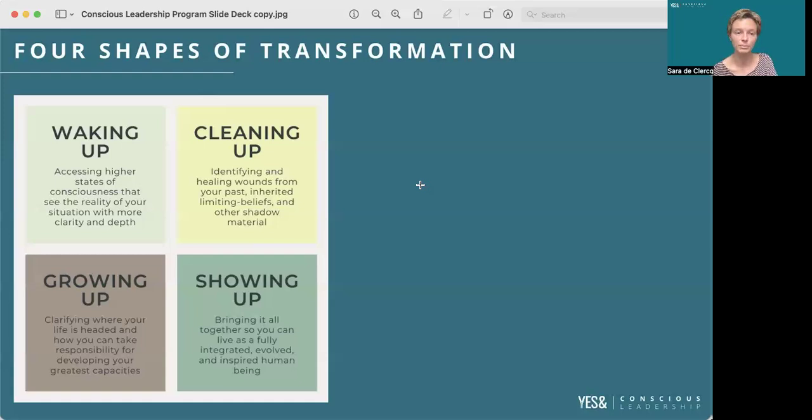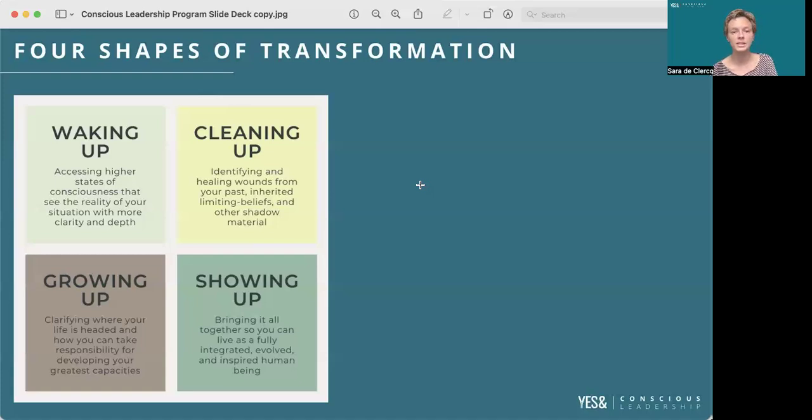So responsibility is a big word in growing up, including maybe some behaviors that we either like or don't like, and how much we are able to see those and take responsibility for those. So that's growing up.